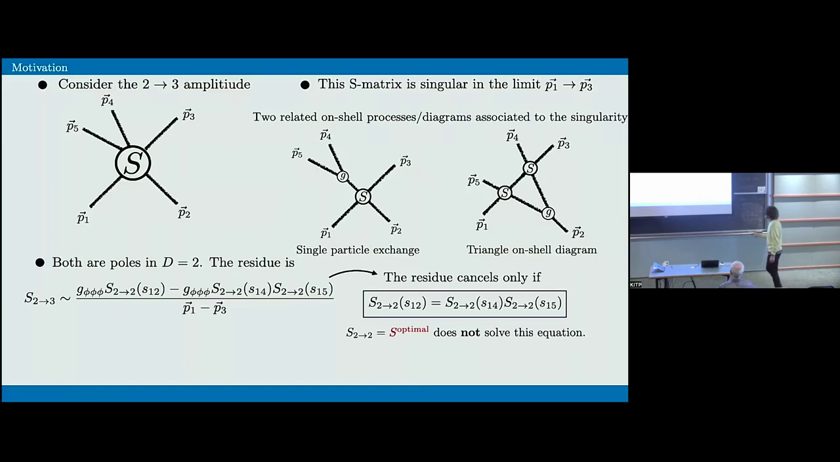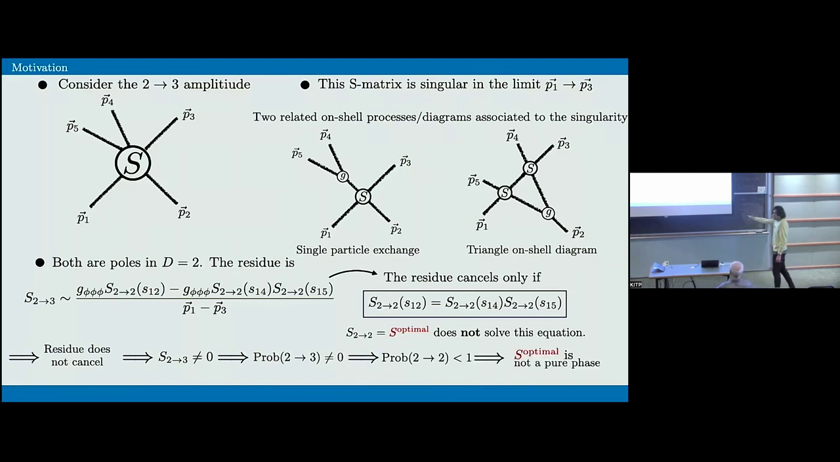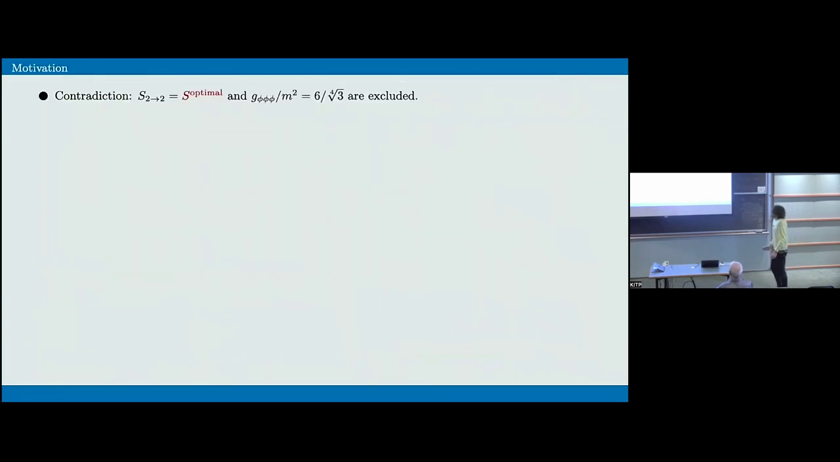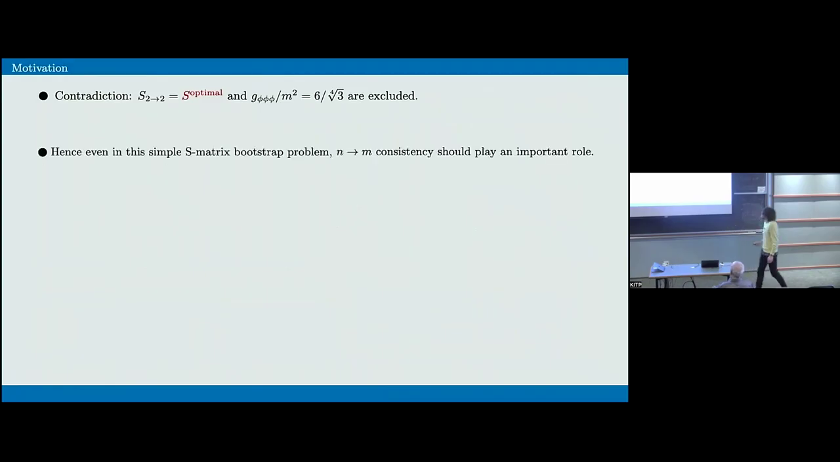And now I'll argue that this leads to an inconsistency. Since the S matrix does not satisfy this equation, the residue does not vanish, which means that the 2 to 3 amplitude cannot be 0, which means that the probability of 2 particles scattering to 3 particles is not 0, which means that the probability of 2 to 2 must be smaller than 1, but S optimum is a pure phase, and so this is a contradiction. So this S matrix and this coupling are excluded, and so even in this very simple bootstrap question, multiparticle consistency seems to play an important role.